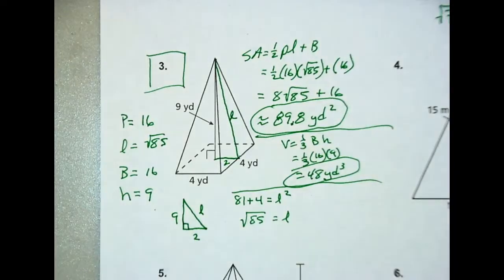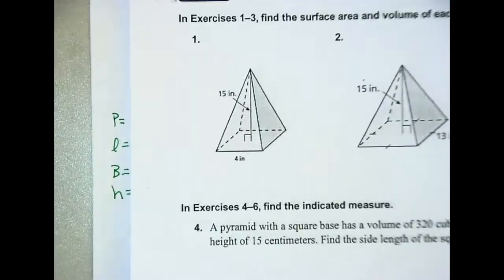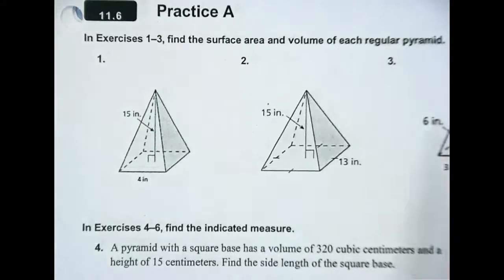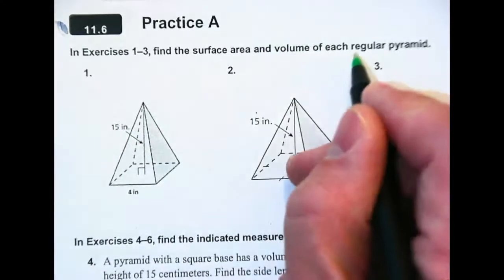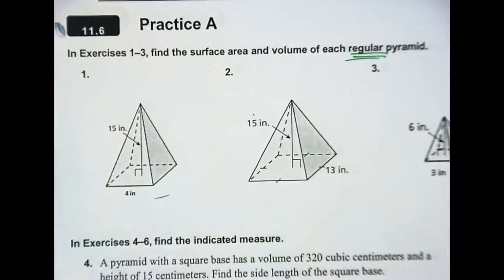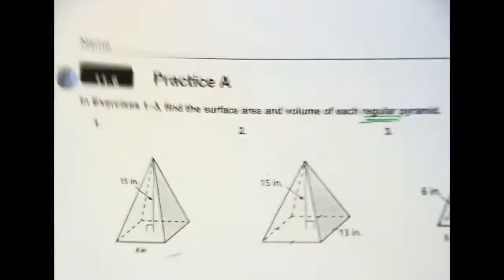All right. A good question came up. And just take me a second to address this. Find the surface area and volume of each regular pyramid. Regular means it has a square base, or it has a base that has all sides equal. In this case, we'll only be dealing with square bases, so this base is a square. Okay? Good question.